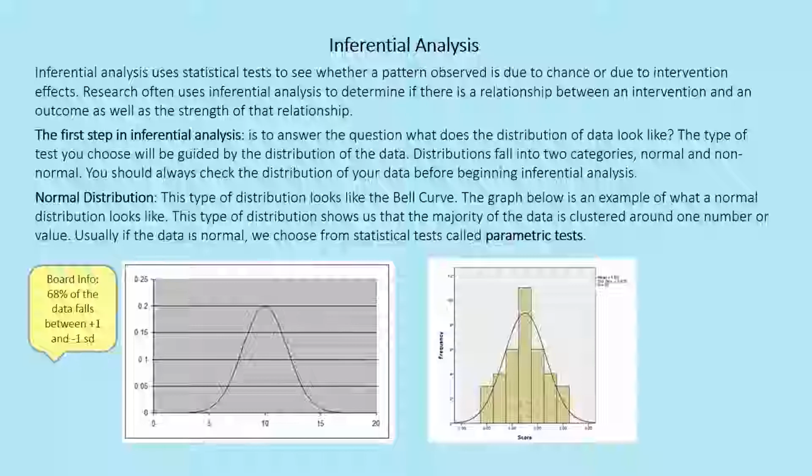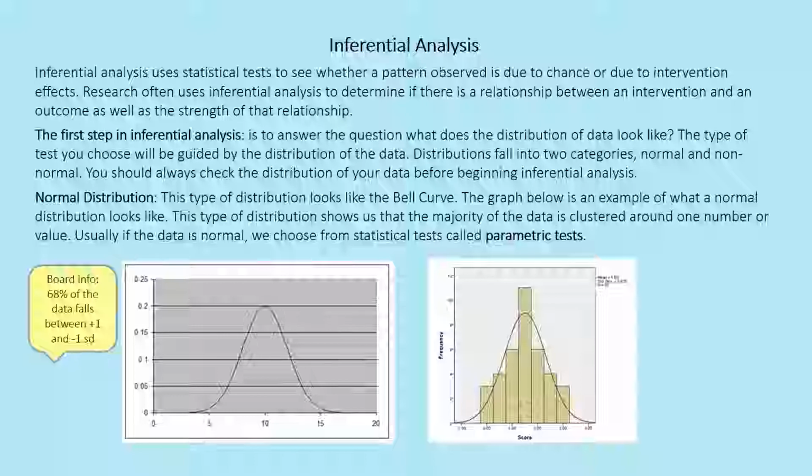So the first step in inferential analysis is to answer the question, what does the data really look like? The types of tests you will choose in your statistical analysis will depend on the appearance of this data. That concept may have been missed in our class. So we're looking at how the distribution of data falls. We look at it in two categories: normal distribution and non-normal. We should always check the distribution of our data to see how we will proceed with the selection of tests.